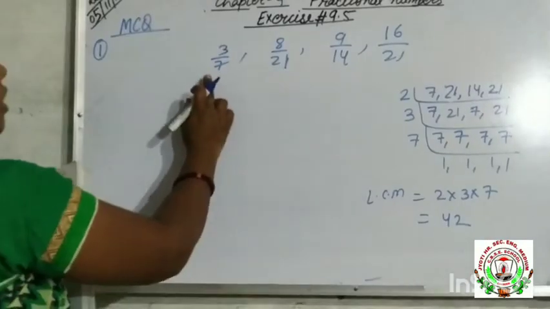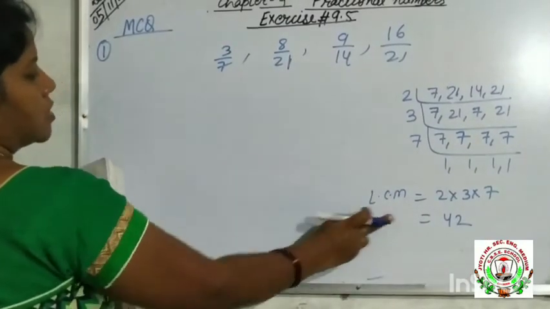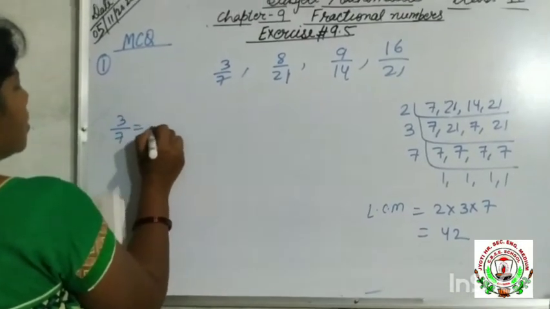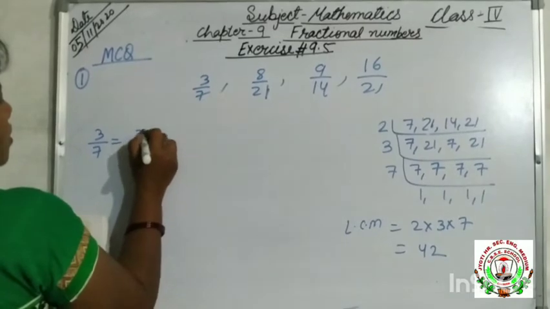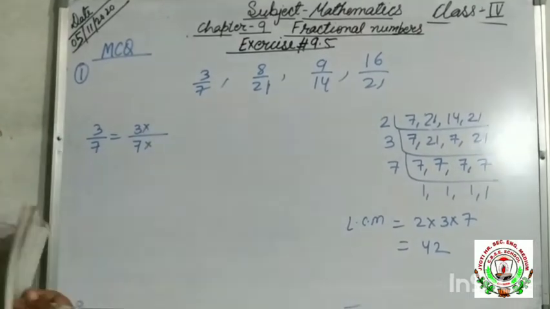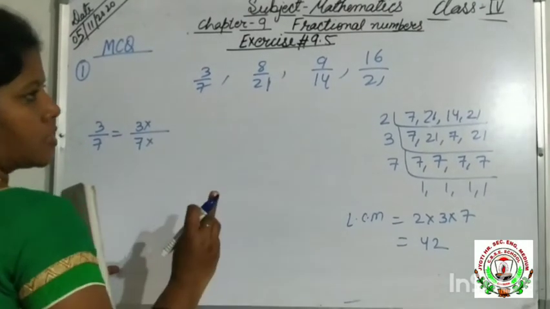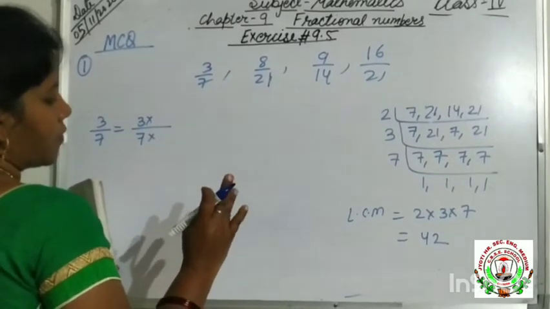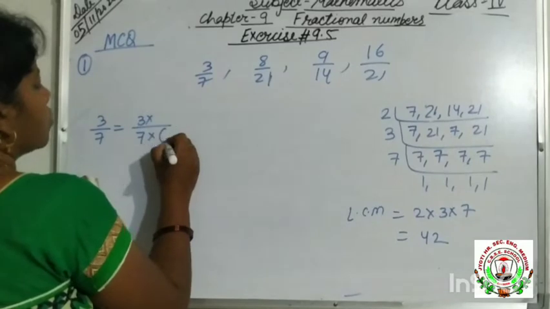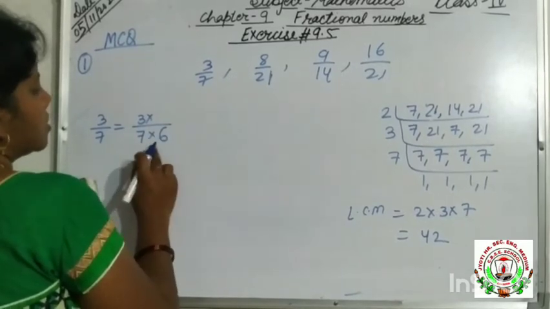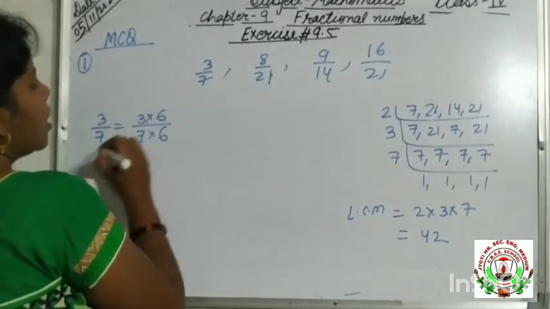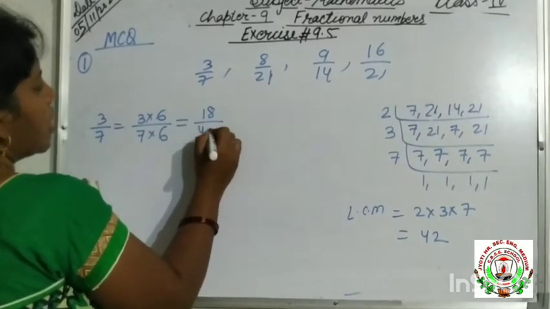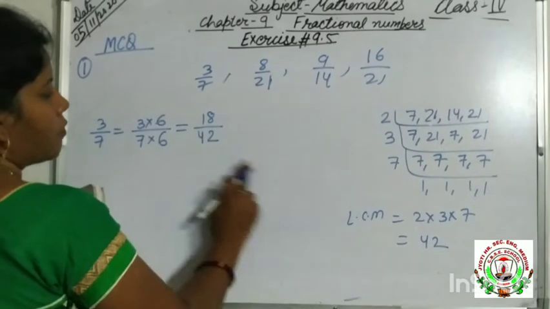Now first we will make all the denominators the same. That means we will make 42 first. 3 by 7. Now which number do we multiply by to get 42? 7 1s are 7, 7 2s are 14, 7 3s are 21, 7 4s are 28, 7 5s are 35, 7 6s are 42. So we will multiply it by 6. The same number you will write in the numerator also. Now 3 6s are 18, 7 6s are 42. Now we get the LCM 42 here.